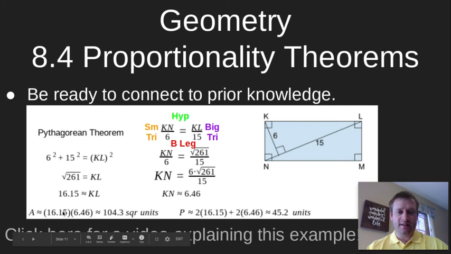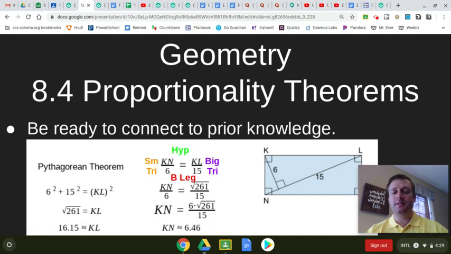Last part, the area of a rectangle is the two dimensions multiplied, the length times the width, or the base times the height. So we take that 16.15 and 6.46, we multiply it, it's about 104.3 square units. If we were asked to find perimeter, there's two lengths, there's two 16.15s and there's two 6.46s, two widths, or two bases and two heights. And that comes out to 45.2 units.